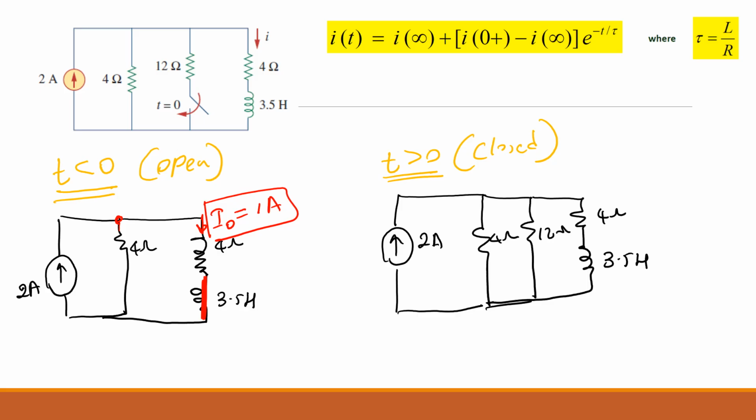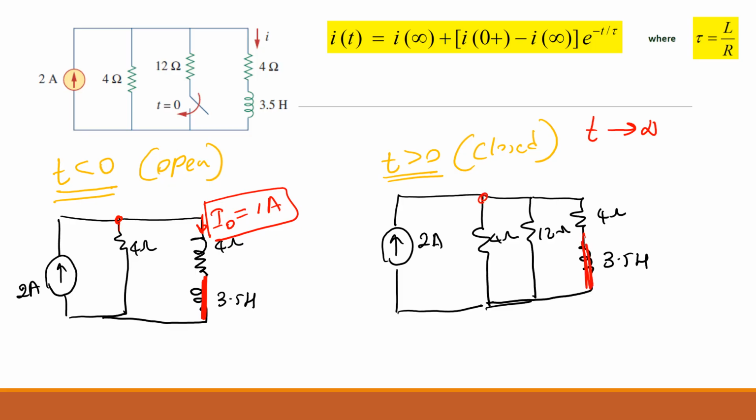Did you get this or not? It's a very simple one. You have 2 amps coming to that node, then splitting between 4 and 4, which is half: 1 amp. If you finish this, you can do the time goes to infinity. What is happening? Again, this will be fully charged.